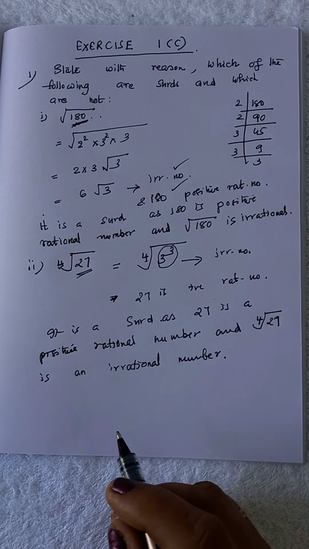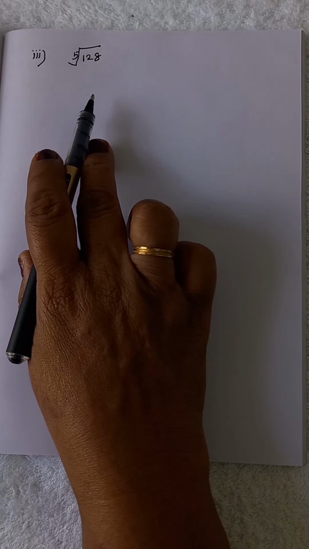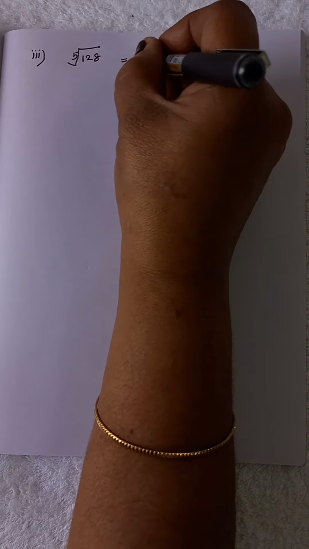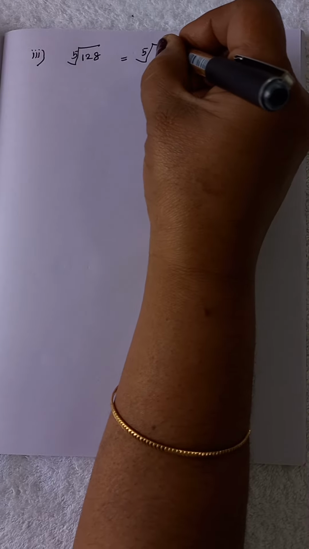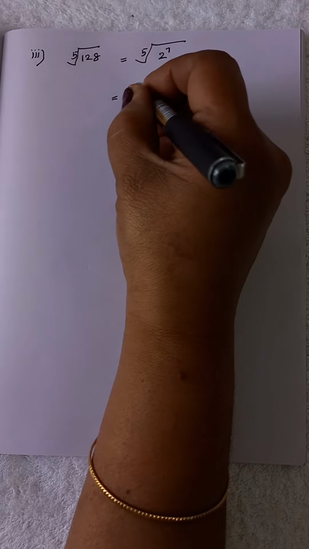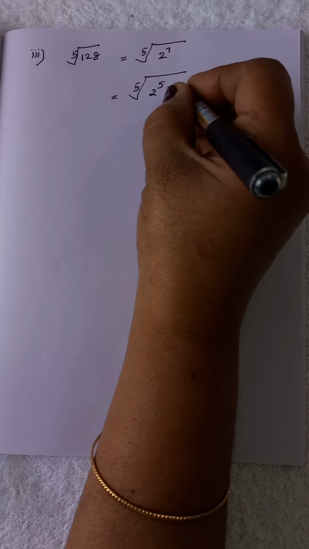Now, the third question is fifth root of 128. You factorize this 128 so that you can write this as fifth root of 2 raised to 7, that is 128. So we can write this as fifth root of 2 raised to 5 into 2 raised to 2.